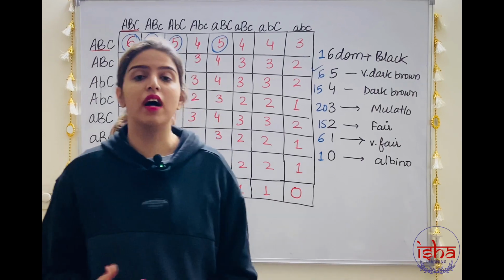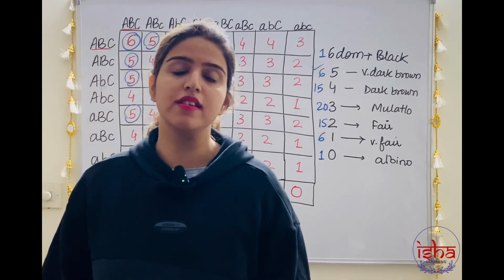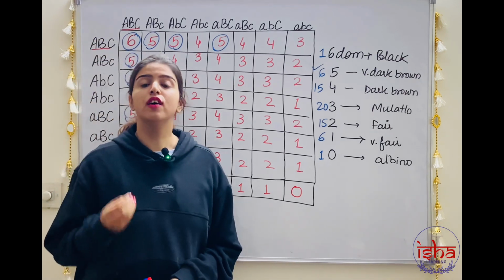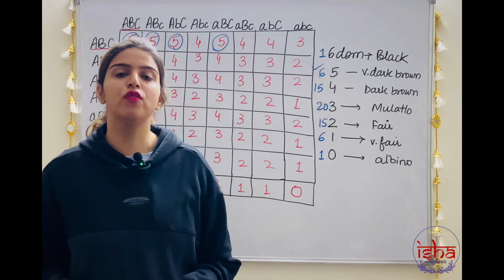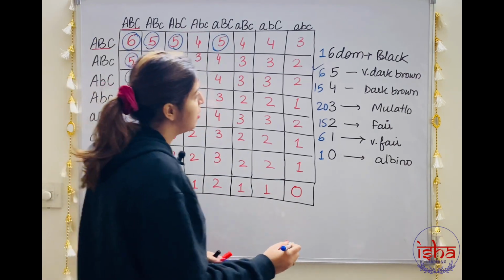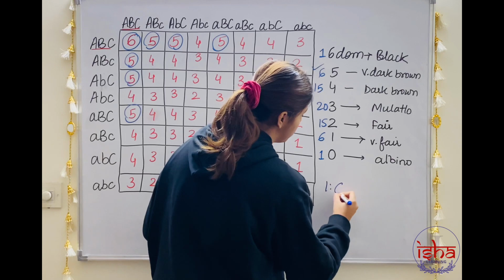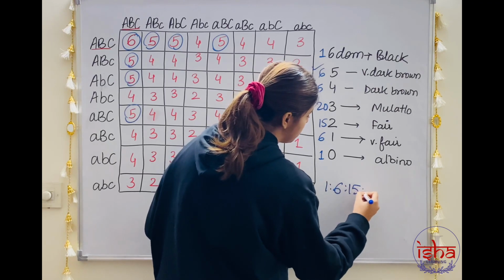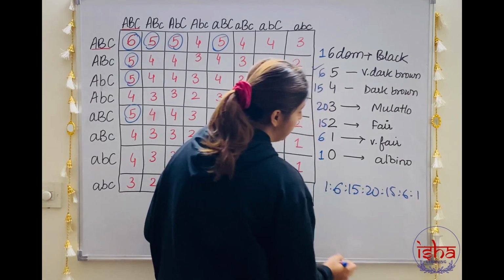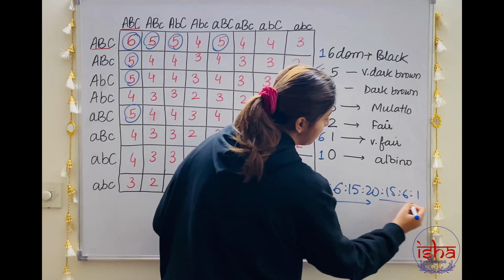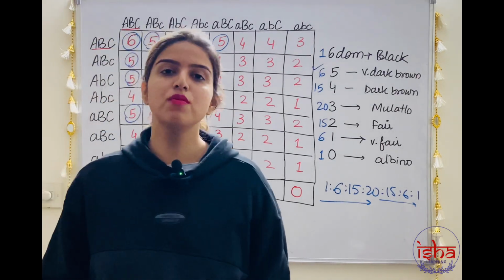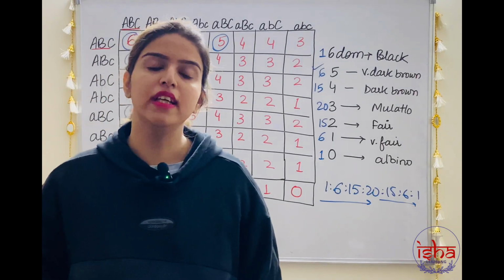Well, what is the advantage of writing down such numbers? The clear advantage is that I'll be able to derive a phenotypic ratio for my polygenic inheritance. The phenotypic ratio comes as 1 is to 6 is to 15 is to 20 is to 15 is to 6 is to 1. Go forward till here, then just go reverse. You'd get the ratio. It's easy to remember as well. So this was the ratio for my polygenic inheritance.